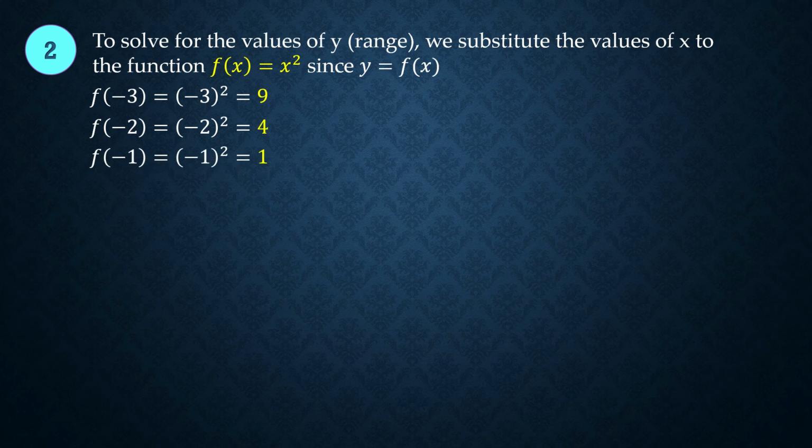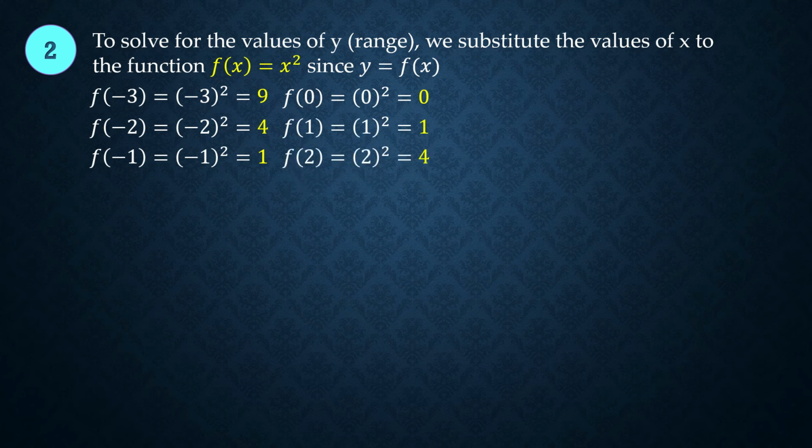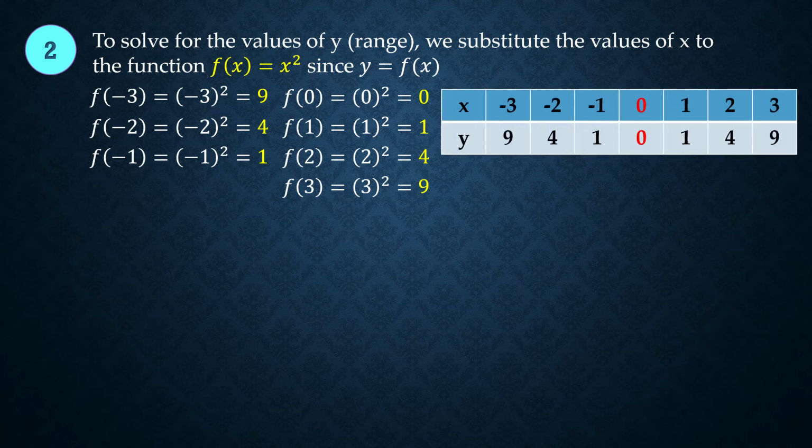Then x is negative 1. So negative 1 squared, or the square of negative 1, is positive 1. What if x is 0? What is 0 times 0? That is still 0. Then if x is 1, 1 times 1 is 1. Next, if x is 2, 2 squared is 4. Then lastly, if x is 3, 3 times 3 is 9. So therefore, this is our table of values, complete table of values.